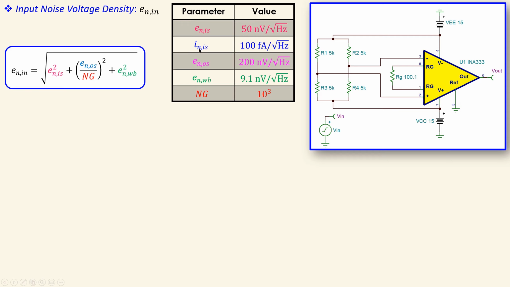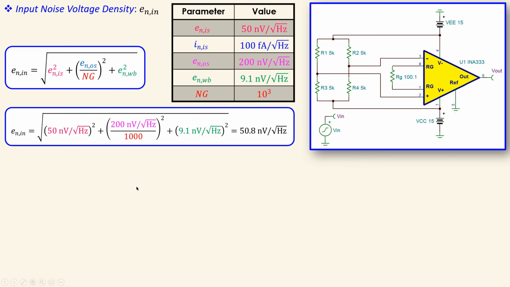This is what we have used in the calculation of the input noise voltage spectral density for the Wheatstone Bridge. This is what we have here, which will be placed here. And this is the value here that we have calculated, which is 9.1 nanovolts per root hertz. And this noise gain, which is then 1000. So if I now add them up in the expression, I will get 50.8 nanovolts per root hertz. That's what we have now for our input noise voltage spectral density.